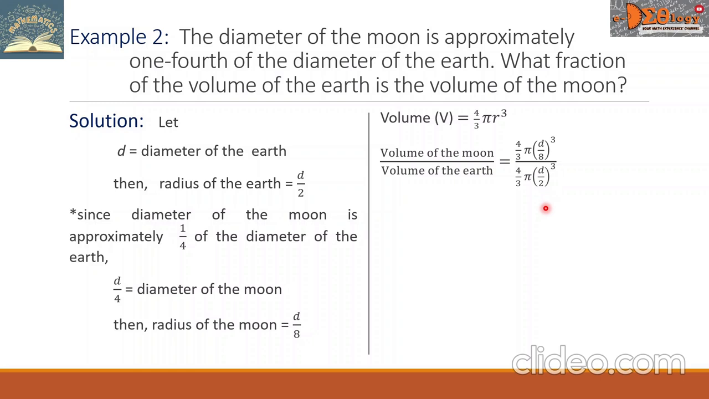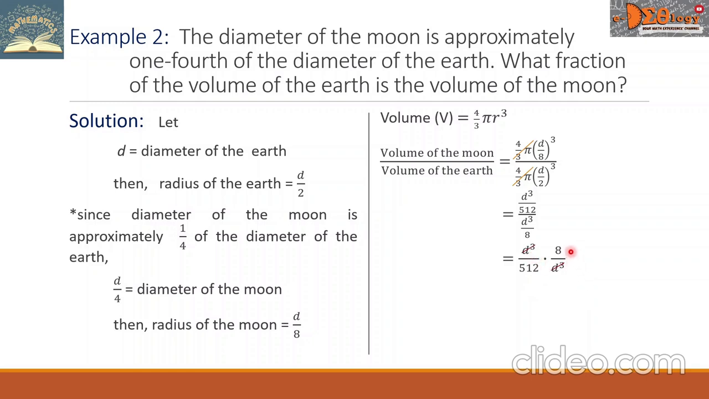Then let us simplify. Notice that the value 4 over 3 pi is common to the numerator and denominator, so we can cancel them. Then let us simplify the remaining values. d over 8 cubed becomes d cube over 512, all over the cube of d over 2, which becomes d cube over 8. Let us rewrite our complex fraction here as d cube over 512 times 8 over d cube. We can cancel the d cube.